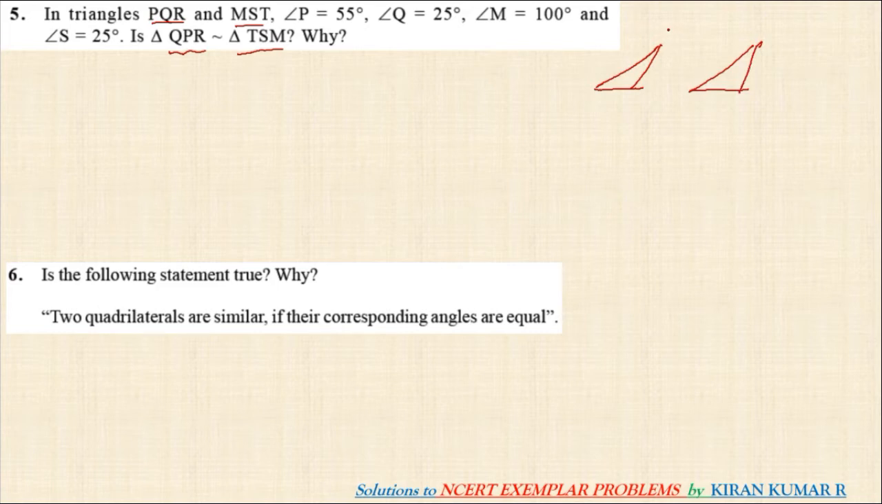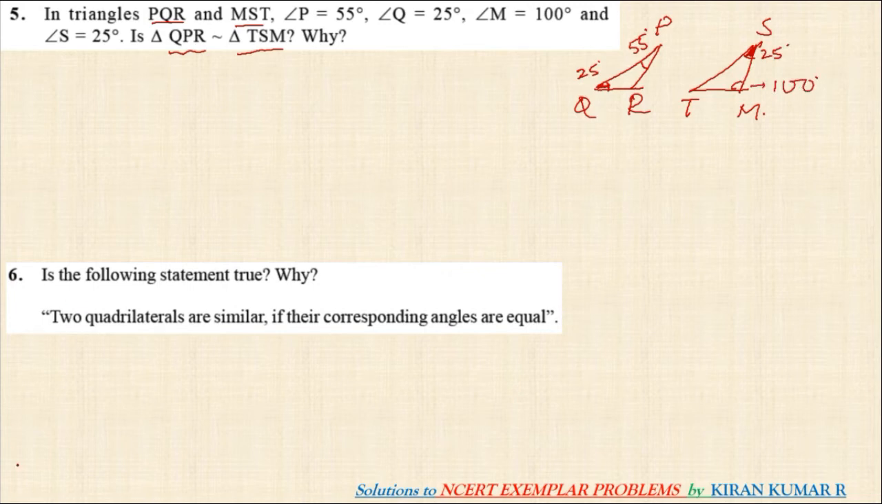Is triangle PQR and triangle TSM. Angle Q is 25 degrees and angle S is 25 degrees. So these are those two angles which are equal. Angle P is 55 degrees. It's 55. This one is 25. Angle M is 100 degrees.